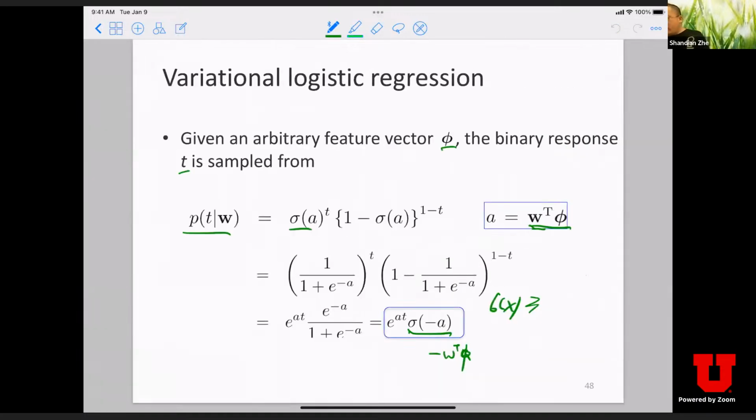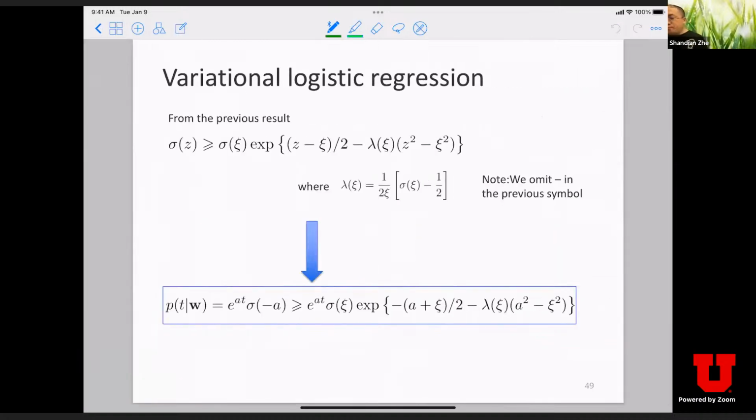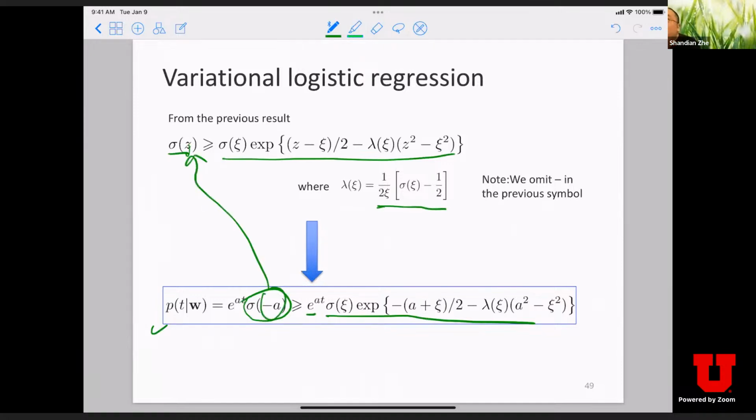So now we can just shove in our lower bound from our previous results, where lambda(ψ) is represented by ψ. So now we can get a lower bound of the likelihood for every data point we observe, which is e to the power of a times the lower bound of sigmoid minus a. So here this lower bound essentially just replaces z by minus a.